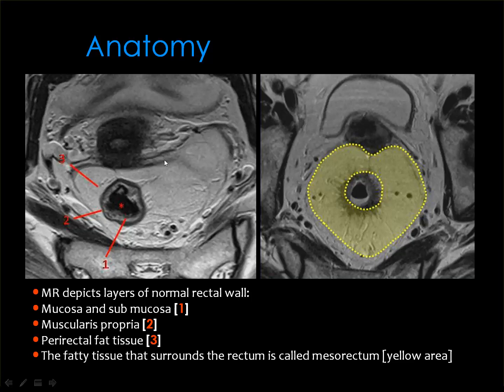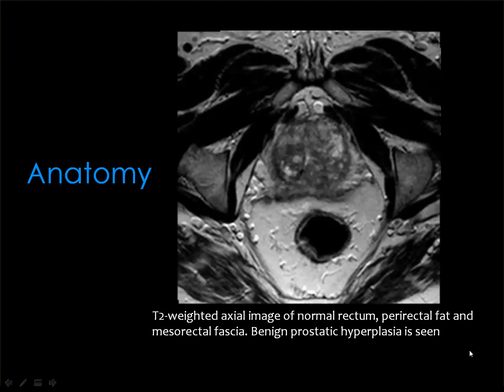Then you have a very thin, low signal intensity line surrounding the rectum and the fat around the rectum, and this is known as the mesorectal fascia. This mesorectal fascia contains some of the lymph nodes and lymphatic vessels as well. The extension of the tumor into the mesorectal fascia is a major predictor for the feasibility of surgery and also the outcome of this surgical or treatment management.